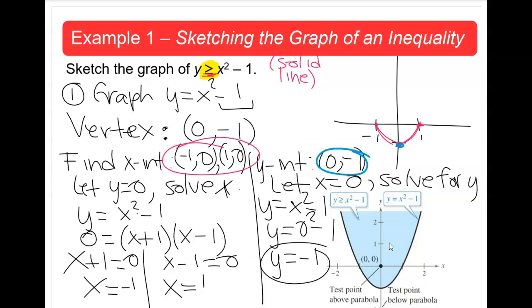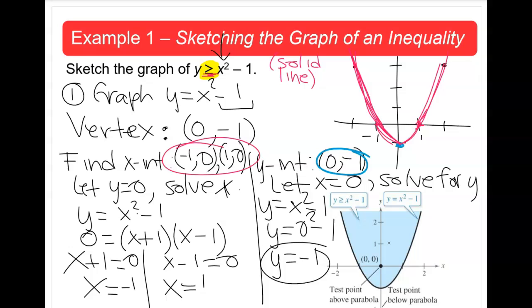Well, I guess we could find 2 more points. Like if x is equal to 2 and we substitute it into here, we will have 2 squared, that's 4, minus 1, 3. Okay, so that will give us a better line. And this was supposed to be a curve.